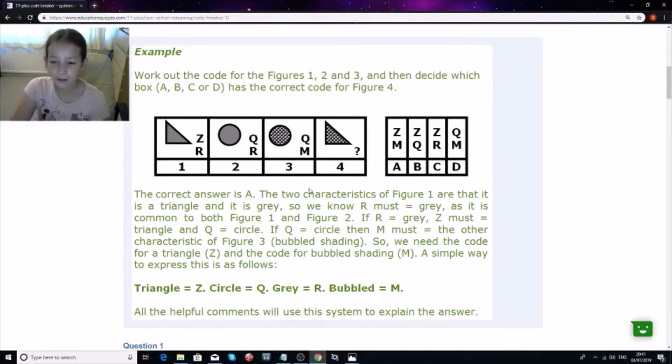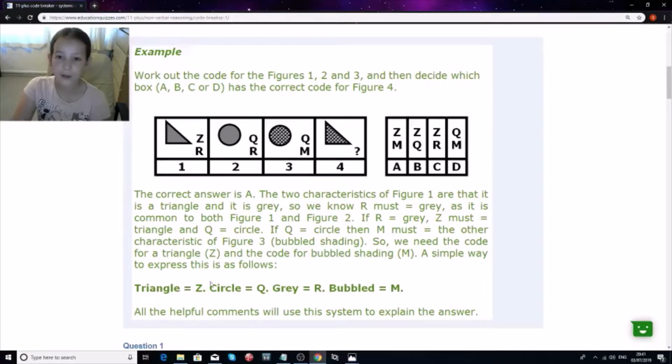The two characteristics of figure 1 are that it is a triangle and it is grey. So we know R must equal grey as it is common to both figure 1 and figure 2. If R is grey, Z must be a triangle. The characteristic of figure 4 is bubbled shading. So we need the code for a triangle, Z, and the code for bubbled shading, M.